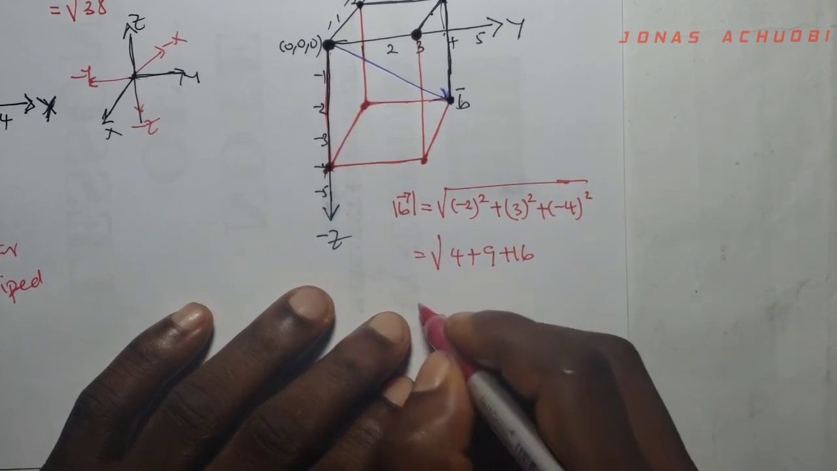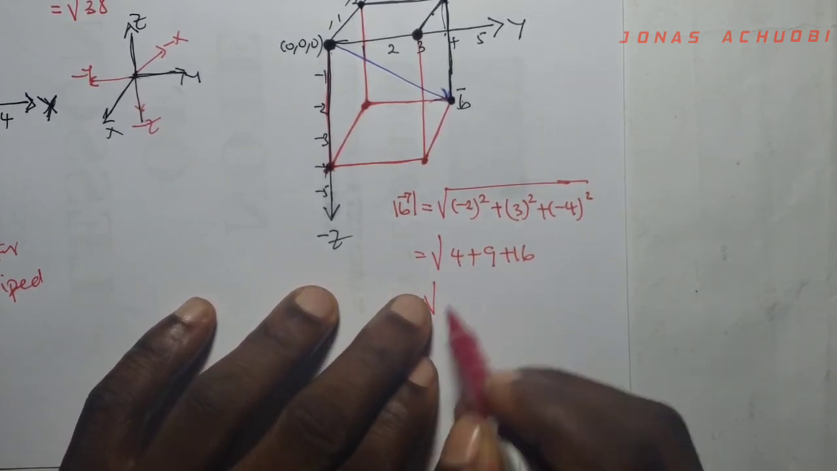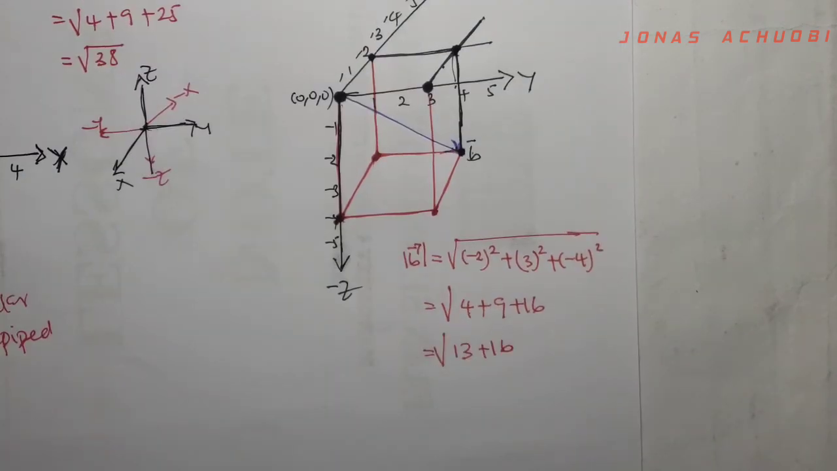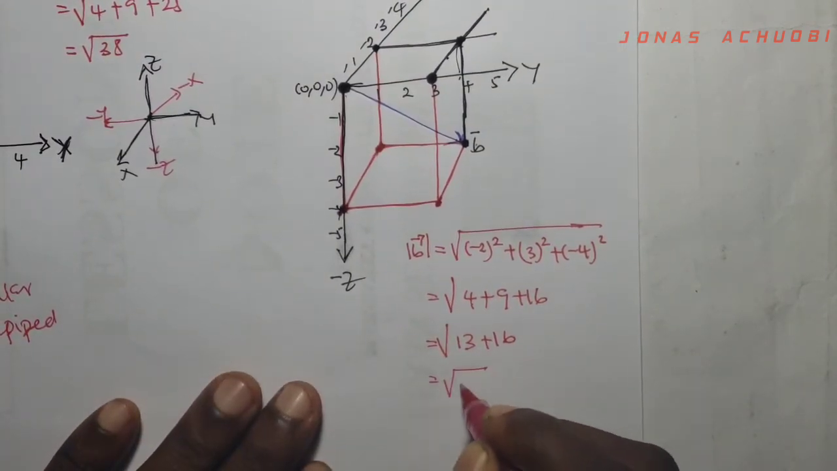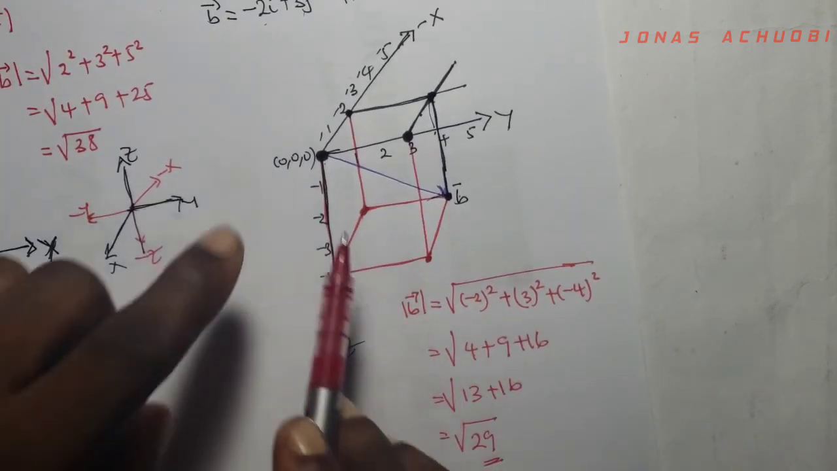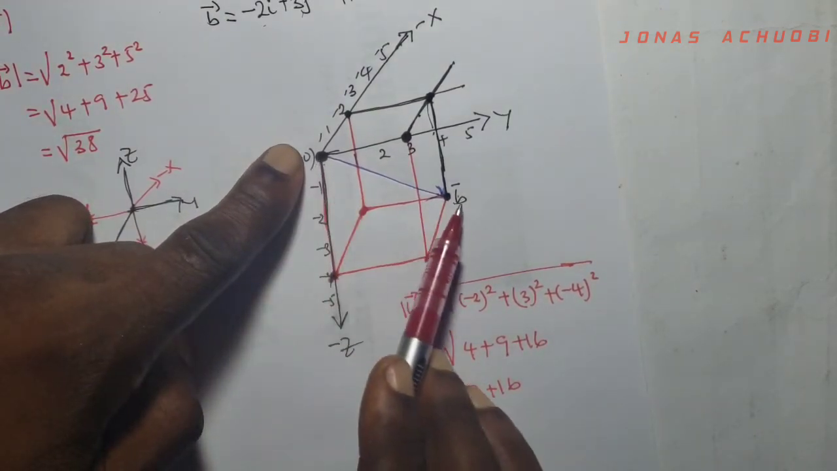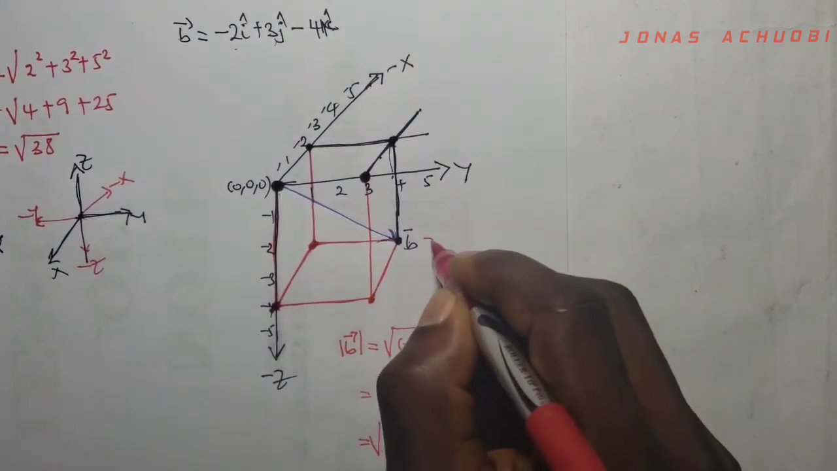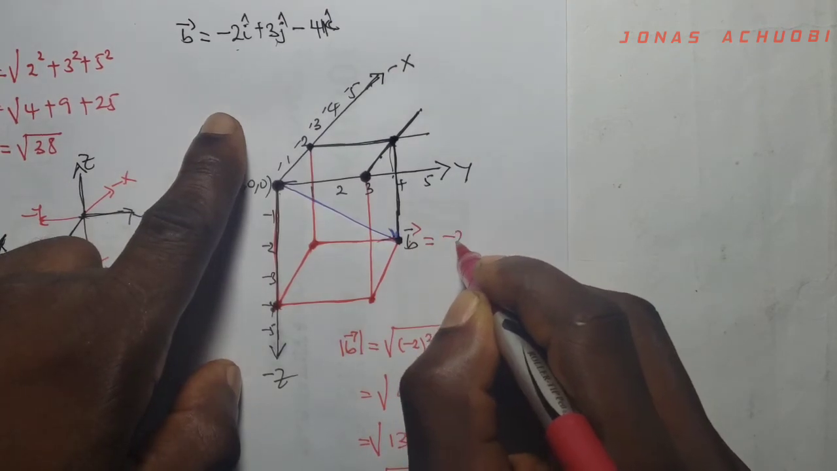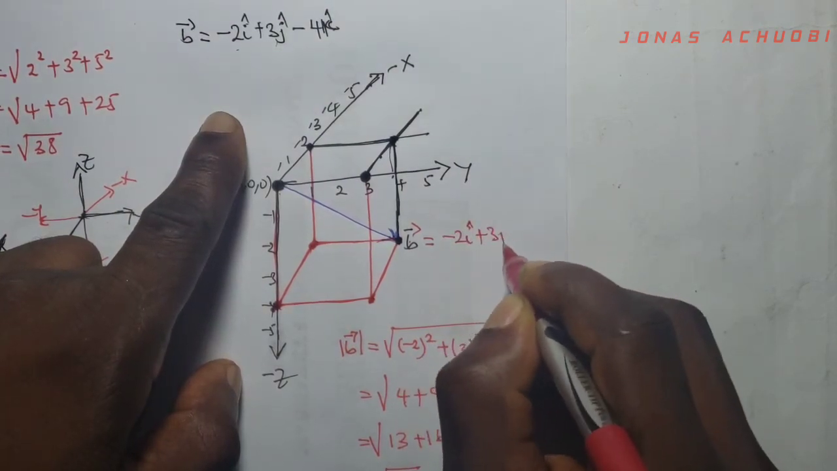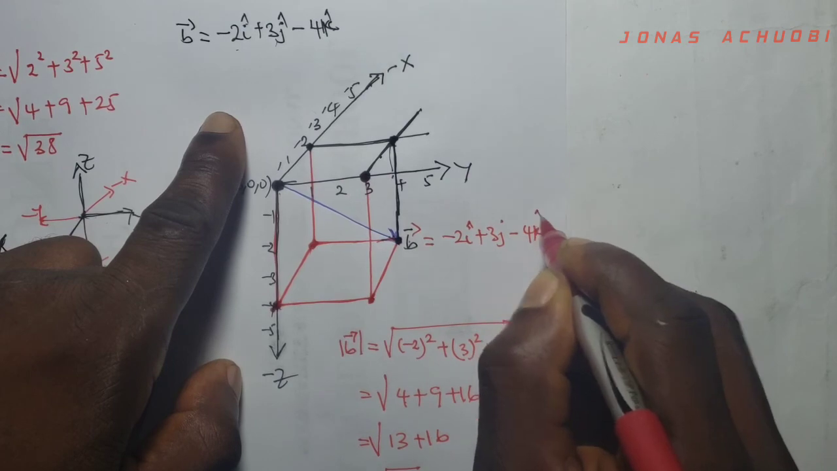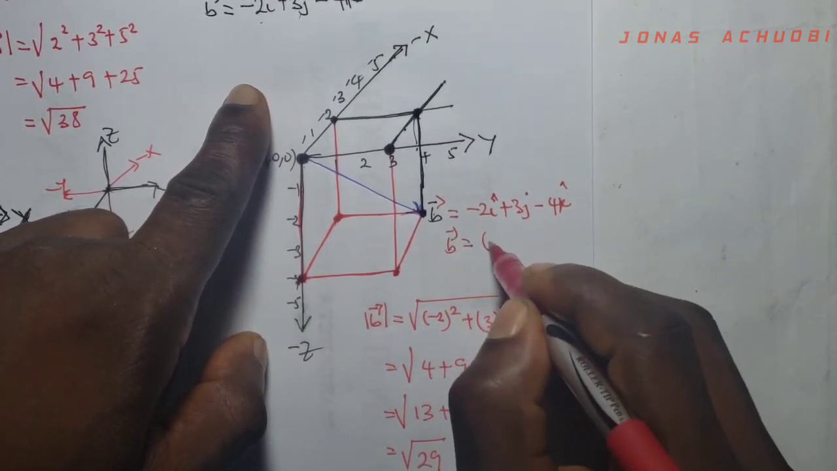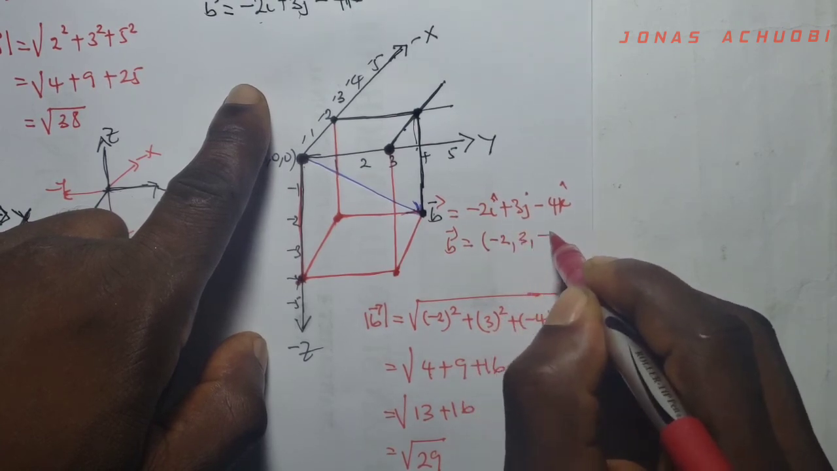Am I right? Yes, 16. So we add up, we get what? So 4 plus 9 is 13, plus 16. And that gives us the square root of 29. So the length of this vector B from the origin to that point is root 29 units. So this vector B, and what's vector B? Vector B is minus 2i plus 3j minus 4k. That's vector B. Or you can write vector B in terms of coordinates as negative 2, 3, and negative 4.